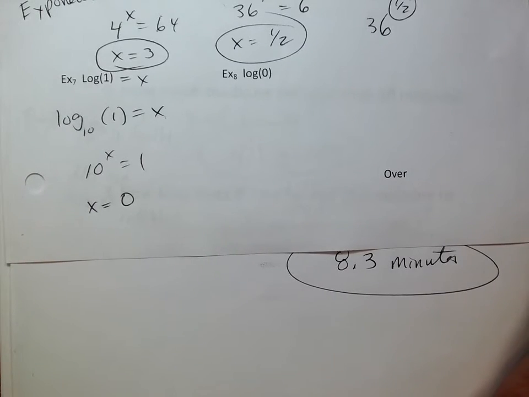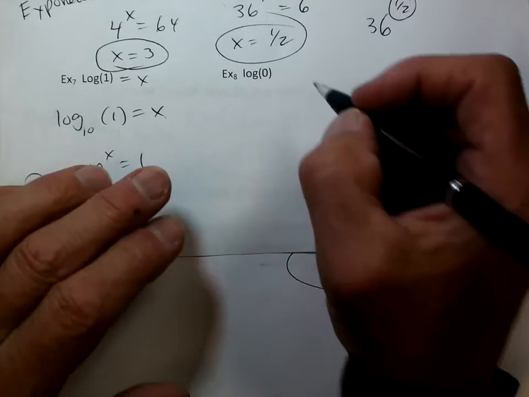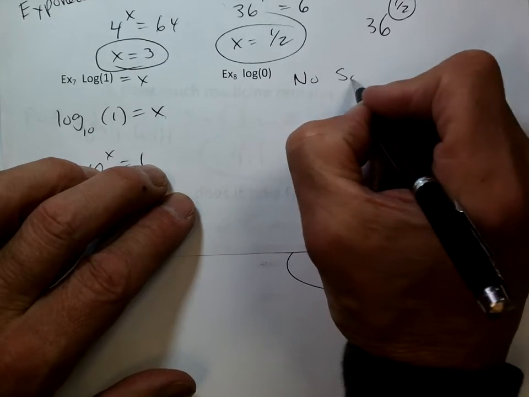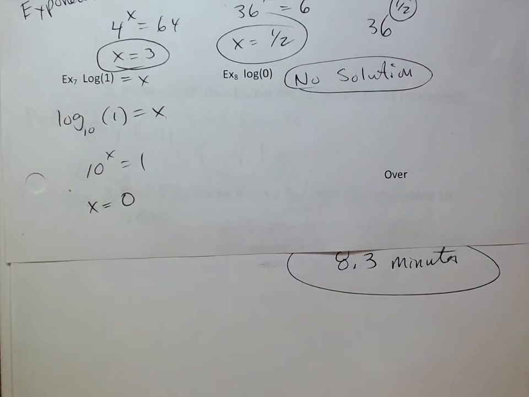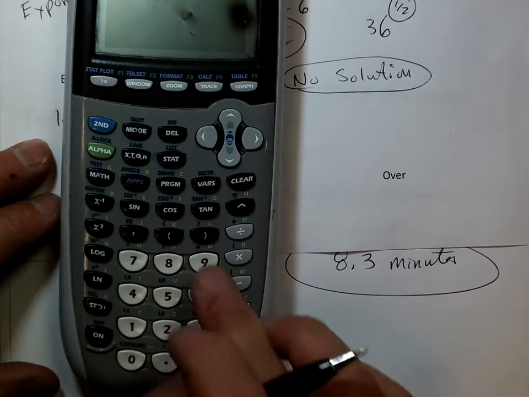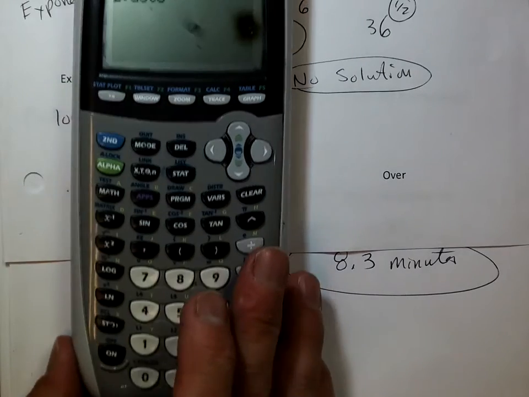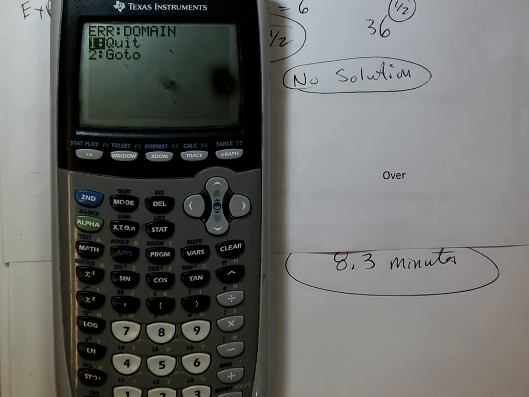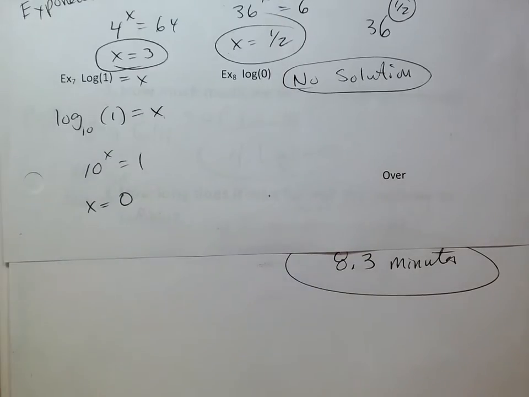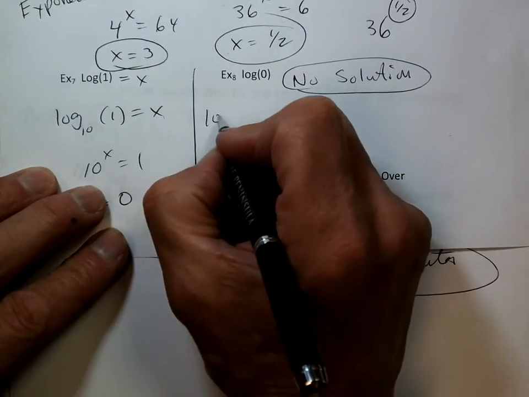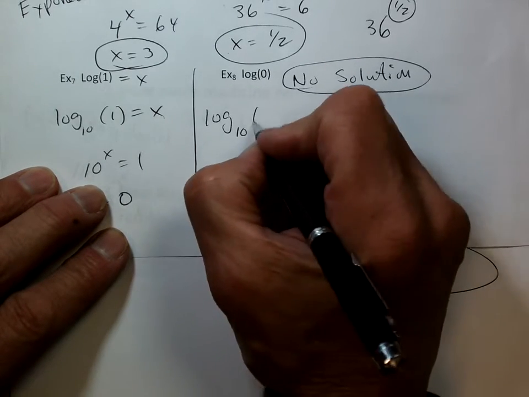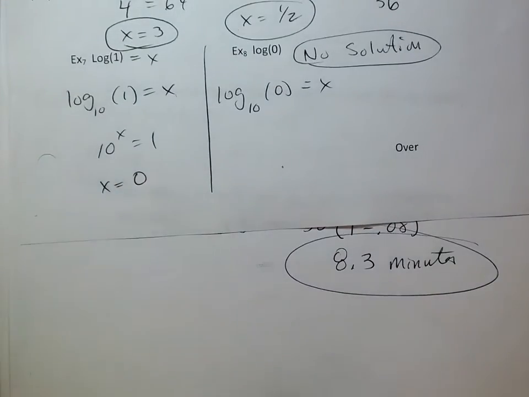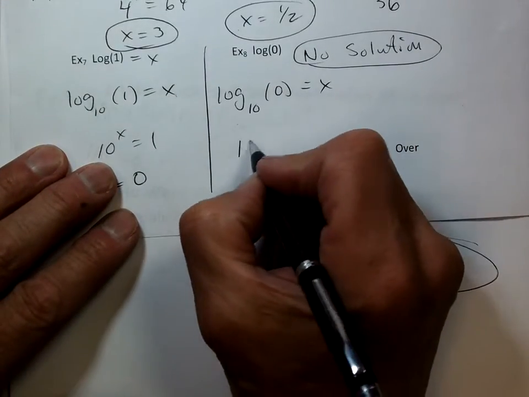Okay, example 8. Log of 0 is impossible, but I'm going to show you why. This one's going to be no solution. But I'm going to show you why it's no solution. First of all, let me show you that the calculator agrees with me, okay? If I went log of 0, yep, doesn't like it, does it? Error, domain, it doesn't like it at all. Now, why can't we do log of 0? Let's check it out. So if I went log, and again, what's the base? 10, right? It's invisible. 10 of 0. And I'm going to set it equal to x so I can solve it, okay? So then I'm going to go, okay, 10 to the x power equals 0.